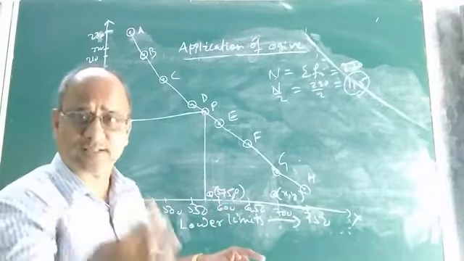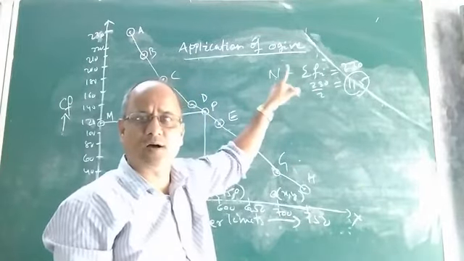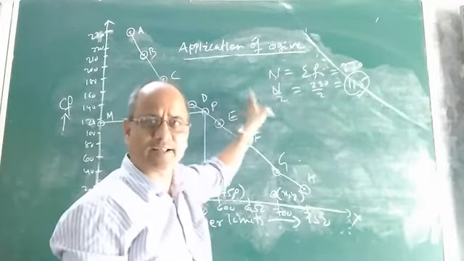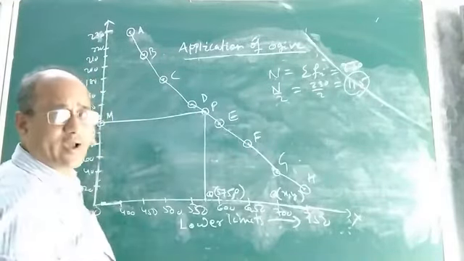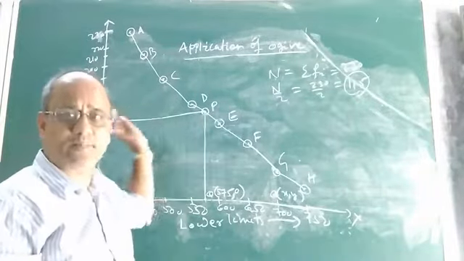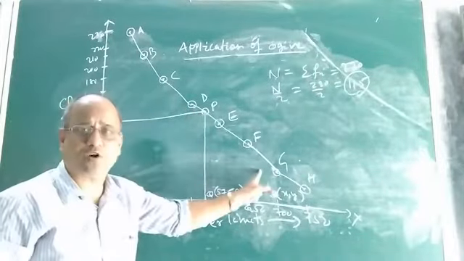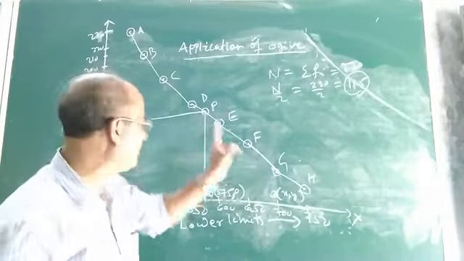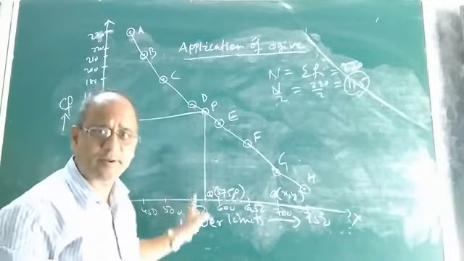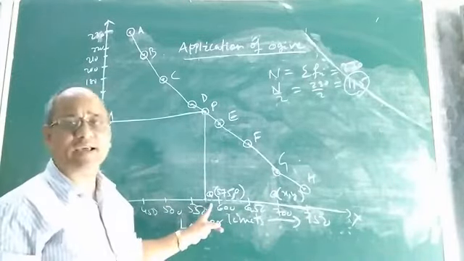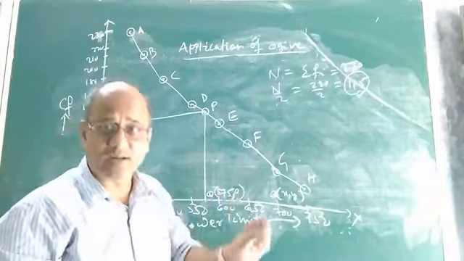So what I mean to say, children, once again I am summarizing. First you find the value of n, by adding all the frequencies, then divide it by 2 to get n by 2. Then locate the value of n by 2 on the y axis, which represents the cumulative frequency. From here you draw a line parallel to the x-axis. It will intersect the cumulative frequency curve at some point. From that point you draw a perpendicular to the x-axis. Then find the x coordinate of the point where this perpendicular intersects the x-axis.